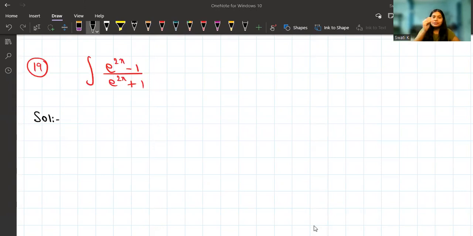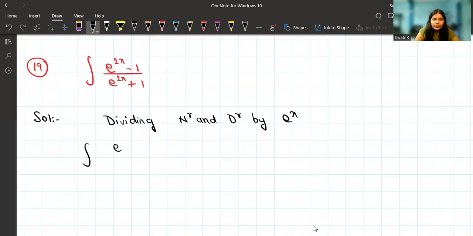We are going to divide here the numerator as well as the denominator by e raised to x. So I can write down, dividing numerator, that's the short form, and denominator by e raised to x. I'm going to get (e raised to 2x minus 1) upon e raised to x, upon (e raised to 2x plus 1) upon e raised to x. You know that dividing the same thing in the numerator and denominator does not affect your question.